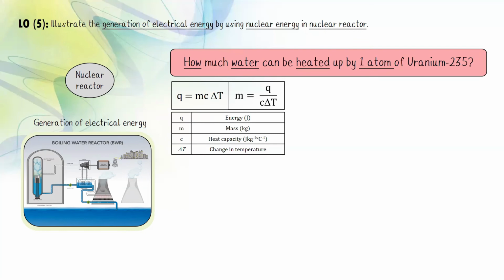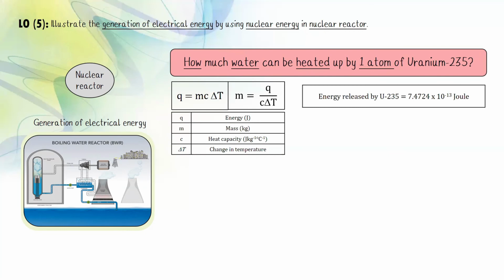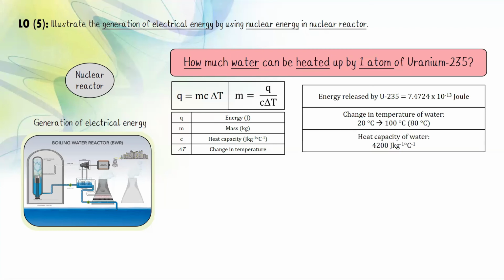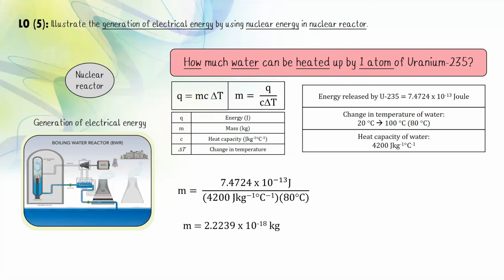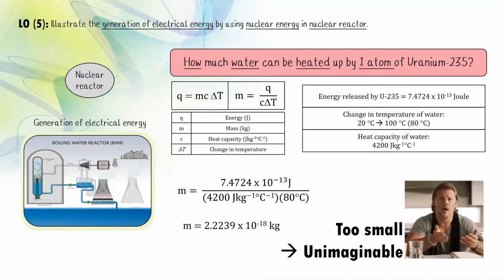So, from our calculations done, we get the energy released by uranium-235 is 7.4724 times 10 to the power of negative 13 joules. And we want to boil water, as an example, from 20 to 100 degrees Celsius. And the heat capacity of water is 4,200 joules per kilogram per degree Celsius. So we put the numbers into the equation and we get the mass of water here. But 10 to the power of negative 18 kilograms, it is too small. It is hard to imagine, right?